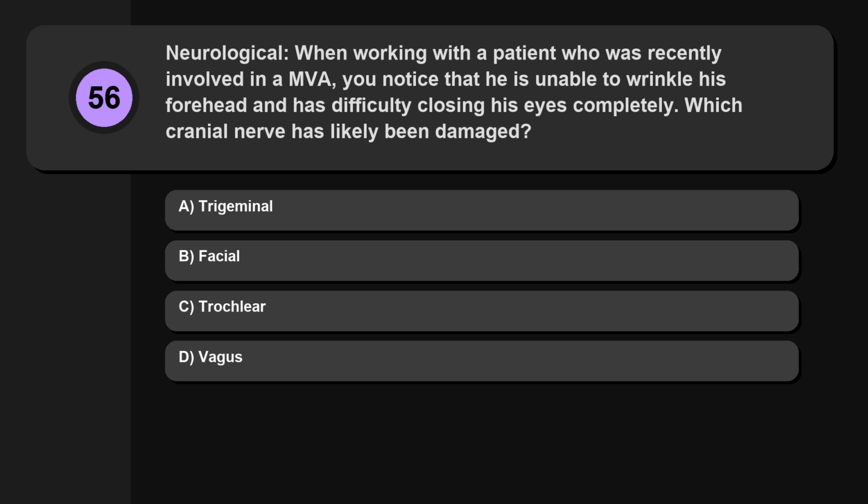Neurological. When working with a patient who was recently involved in an MVA, you notice that he is unable to wrinkle his forehead and has difficulty closing his eyes completely. Which cranial nerve has likely been damaged? Option A, trigeminal. Option B, facial. Option C, trochlear. Option D, vagus. The correct answer is option B.